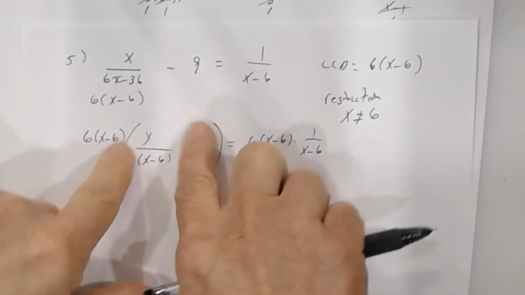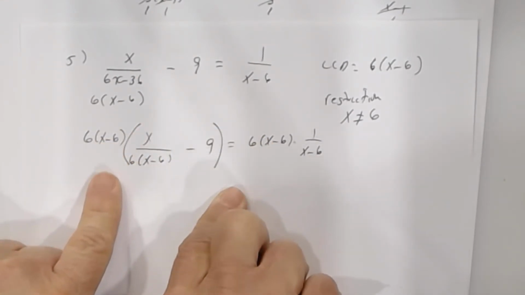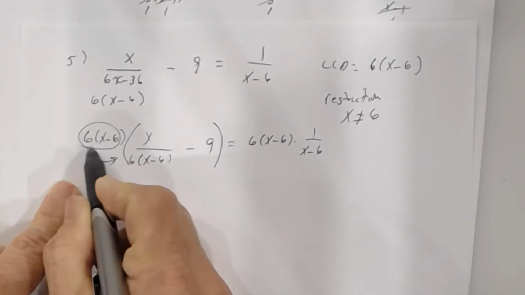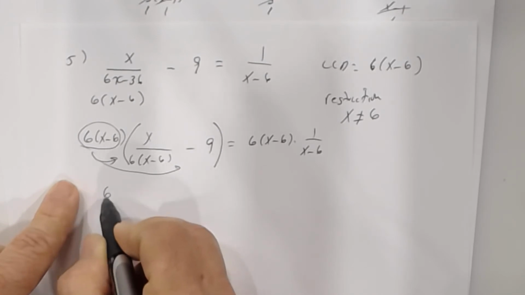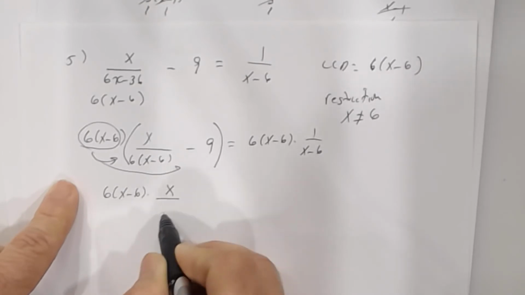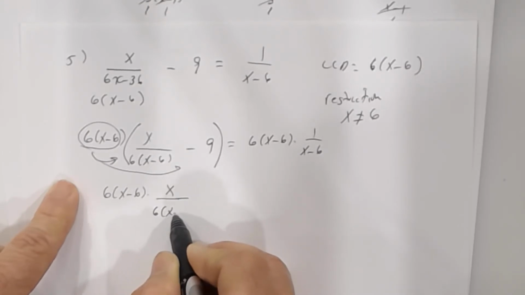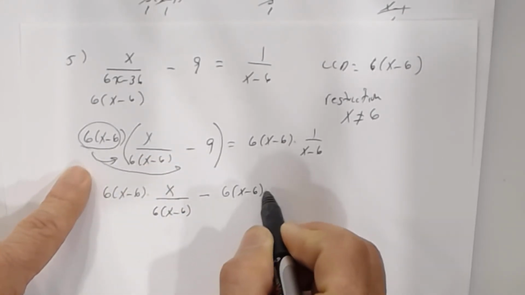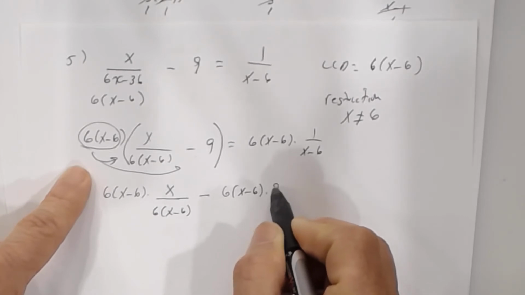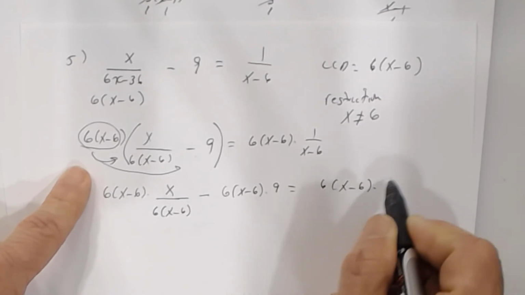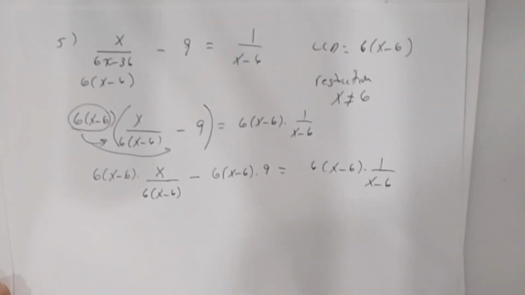Okay, once I get to this point, remember I had to enclose the left-hand side in parentheses. Now what are you going to do? Distribute. So this LCD, you're going to distribute. So you're going to say the LCD times the first fraction. What's my first fraction? X divided by 6 times x minus 6, minus the LCD times the second fraction, which is just 9. Equal, I'm just going to rewrite the other side. All right, so that's where I'm at.